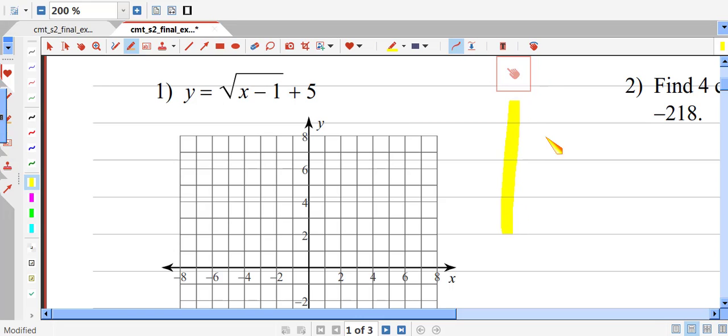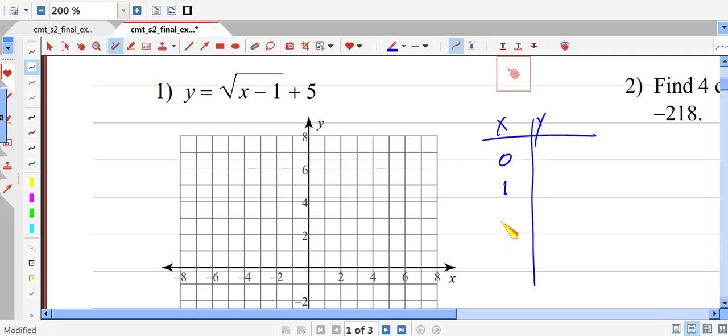To graph the parent function for a square root, I'm going to draw a table of values and use 0, 1, 4, and 9 for my x values. First of all, the parent function doesn't have the -1 or the +5, so it's just y equals the square root of x. I put in 0 and get 0 for y. Then I put 1 in, and I get 1. When I put 4 in, I get 2, and when I put 9 in, I get 3. So those are my points: 4, 2, 9, 3. So I'm going to connect the dots.